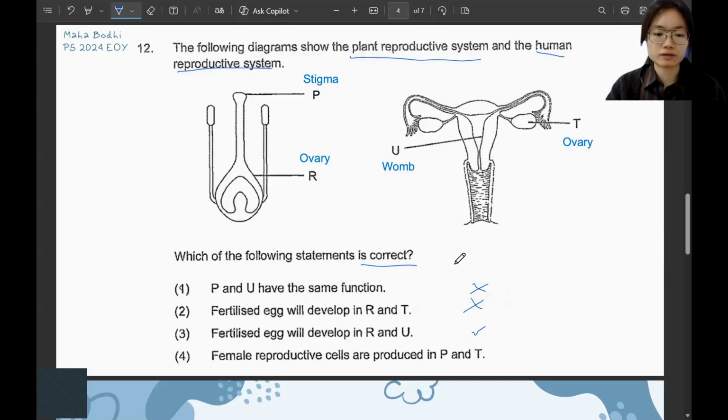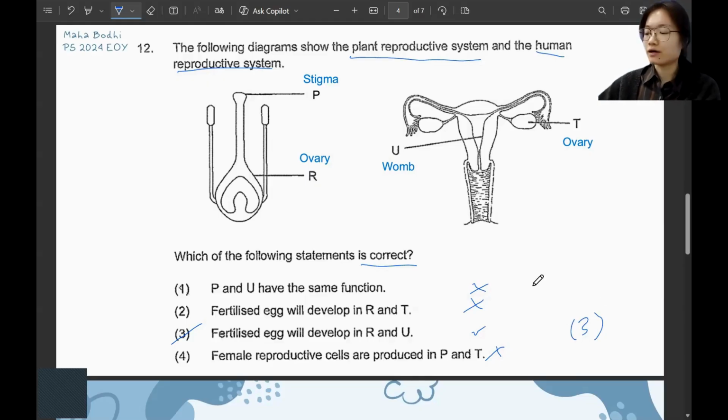Now let's double check statement four: female reproductive cells are produced in P and T. P, is it produced there? No, right. This is where the pollen lands on the stigma, and then the tube grows out from the stigma to the ovary. So statement four is wrong. That's why our answer is number three. That's how you do your HUAT technique for the MCQ.